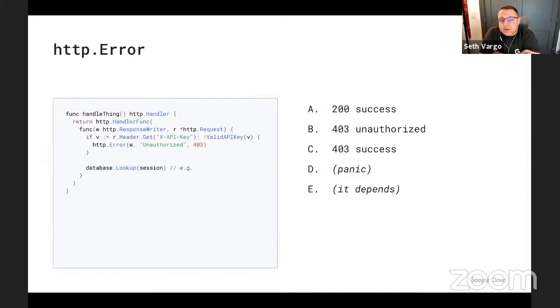So we have this valid API key call, which I haven't defined, but assume it works. What happens if the API key is invalid? What does this middleware do in that case? Feel free to drop your answers in the chat, and I'll give everyone a few seconds because I know there's a little bit of lag.